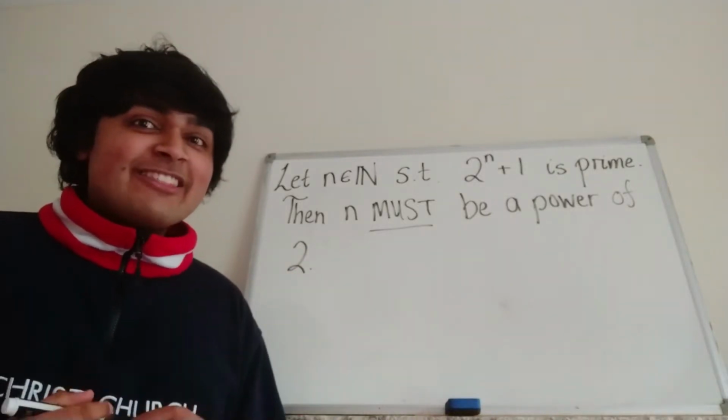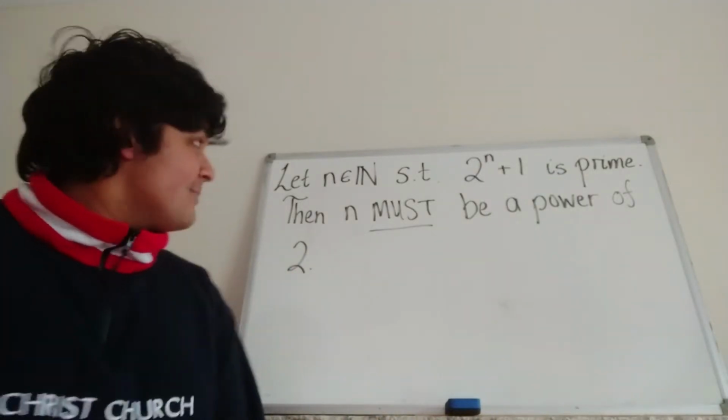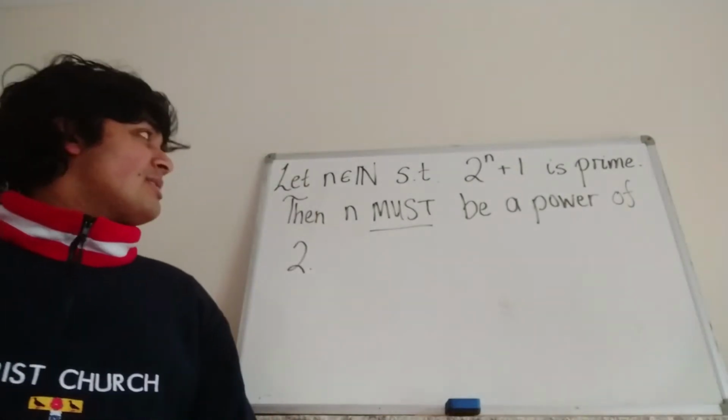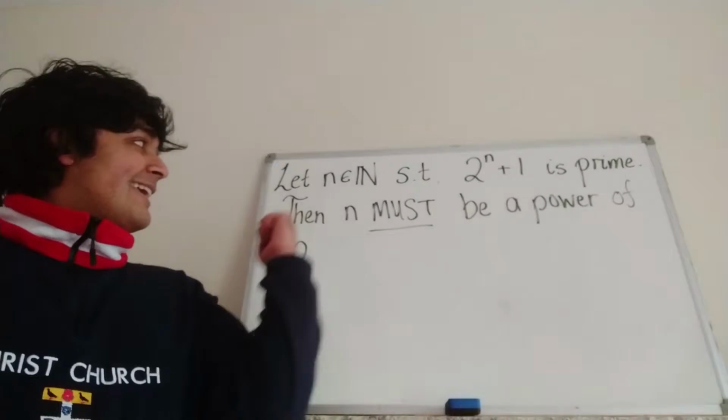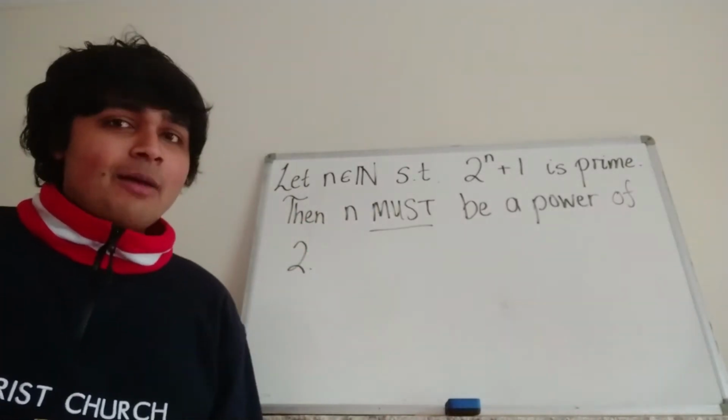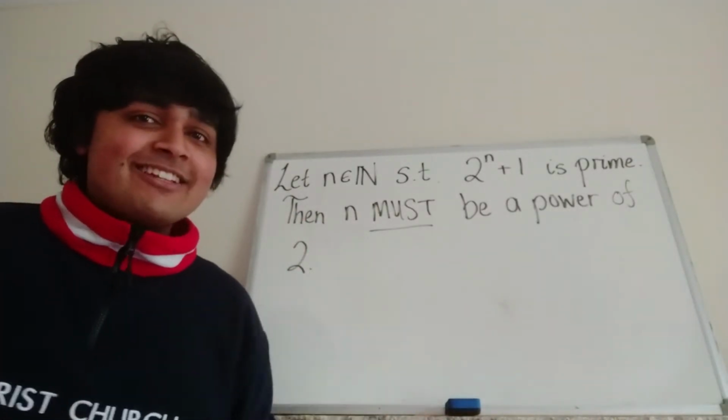Today I'm going to be proving a theorem all to do with prime numbers. Okay, so we have n a natural number, so a positive integer, such that 2^n + 1 is prime. Then I claim that n must be a power of 2. Let's get stuck into the proof.